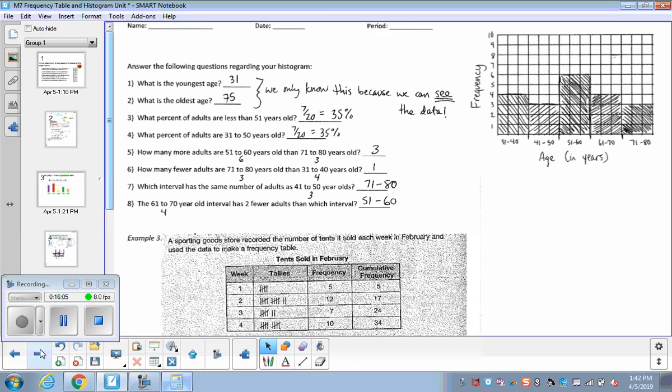So now I'm just going to flip over here, and I have the frequency table, the histogram. I put the image next to it so that we can answer these questions together using this image. So, what is the youngest age? Now, it says, answer the following questions regarding your histogram. Now, according to the histogram, again, we have no way of knowing what the ages would be in this category or in this category for the youngest and oldest. Now, we only know this because we can see the data on the other page.